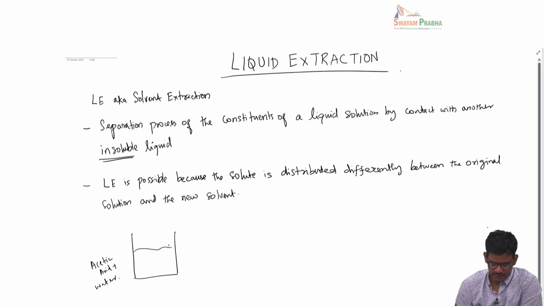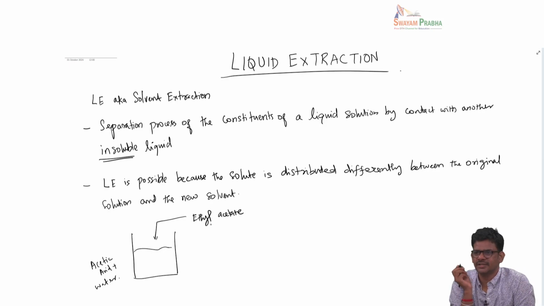So what we would like to do is add a solvent, something like ethyl acetate. It's an ester, and this ethyl acetate and water are not miscible with each other. I mean, they are miscible at certain compositions, but broadly, when the compositions are nearly in pure form, they are not miscible. So they basically phase separate.